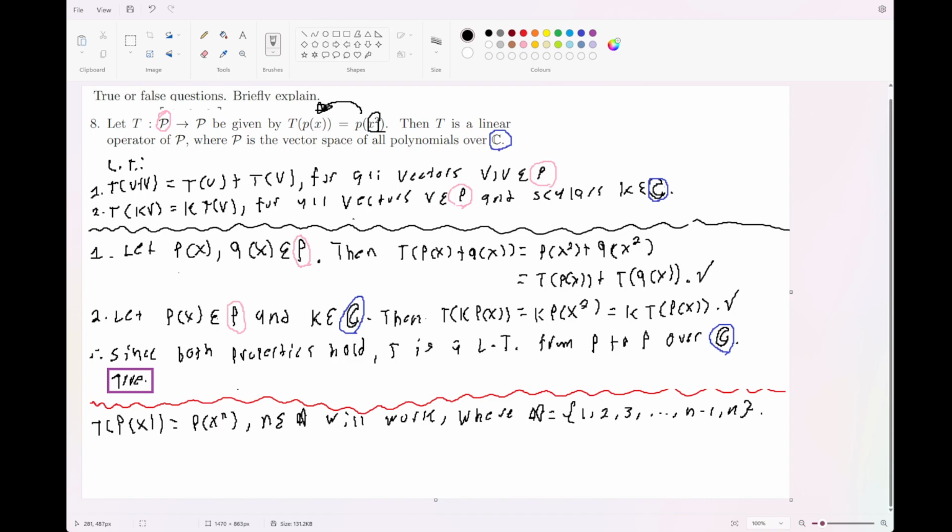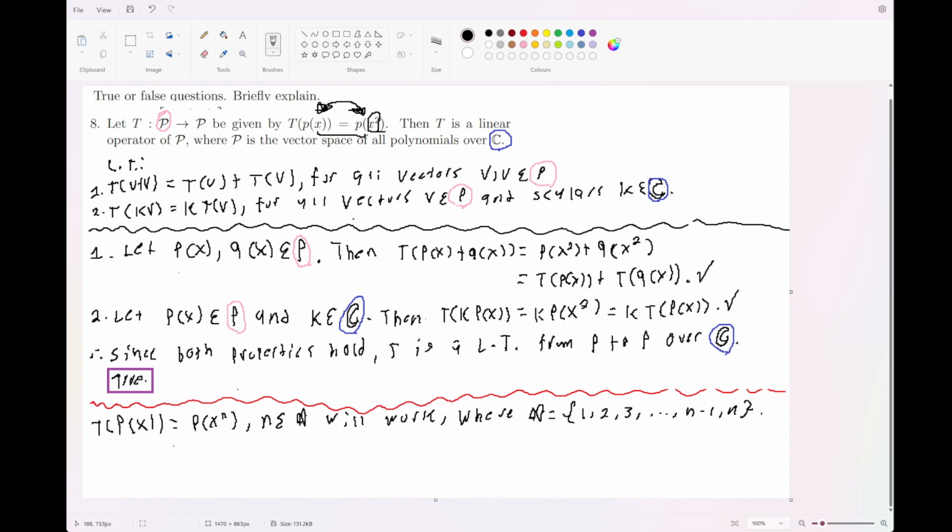Second one, we're going to check scalar multiplication. So let p(x) be an element of P and k be an element of C. Then T(kp(x)) is equal to kp(x²), because we do not apply the square to the constants within the transformation. We only apply them to the function, as seen up here. Which then we're going to reverse the transformation again. So if T(p(x)) is equal to p(x²), then we can go from p(x²) is equal to T(p(x)), right? So you can go both ways. And we get that's kT(p(x)), which holds. So once again, since both properties hold, T is a linear transformation from P to P over C, so that's true.